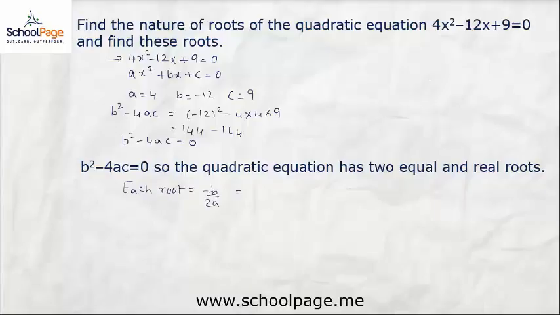So we substitute the values of b and a from the values we already found. So we have -(-12) / (2 × 4). Simplifying this, we get each root as equal to 3/2. So we have two roots, 3/2 and 3/2. Hence the roots of the quadratic equation 4x² - 12x + 9 = 0 are 3/2 and 3/2.